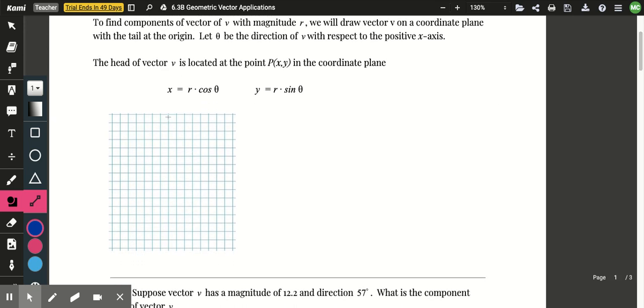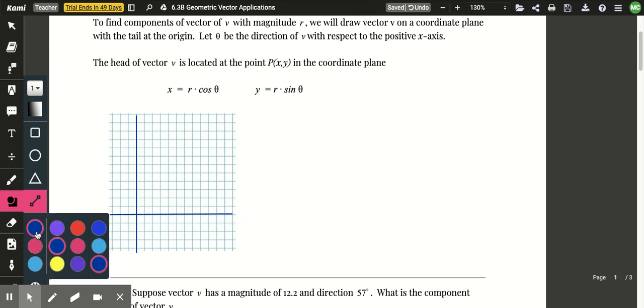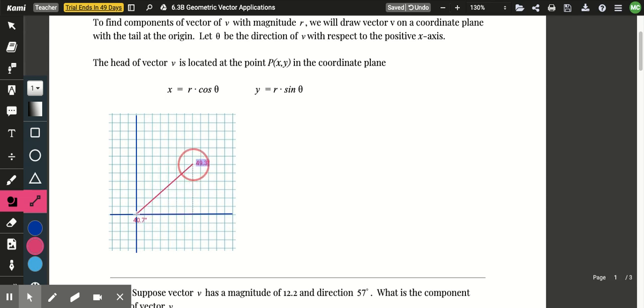I'm going to draw in an x and a y axis, and I think I'm going to put them a little bit off center just so I have more space to work with over here. So there we go, my coordinate plane. And then I'm going to draw in just a basic vector with the tail at the origin. I'm just putting it somewhere out here in the coordinate plane. Nothing special about that one.